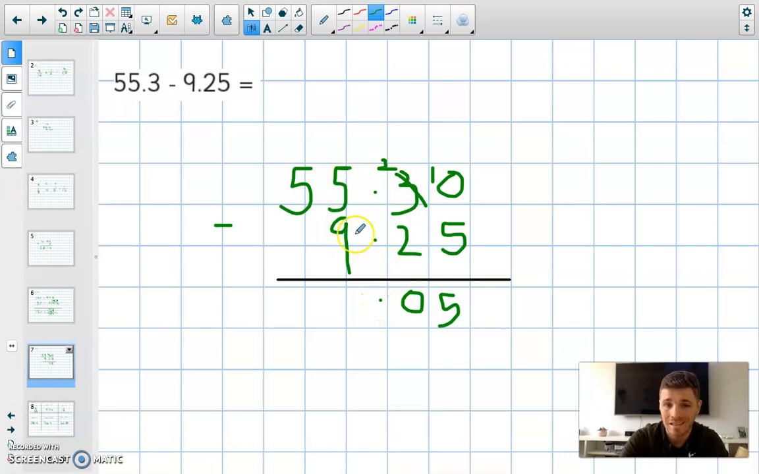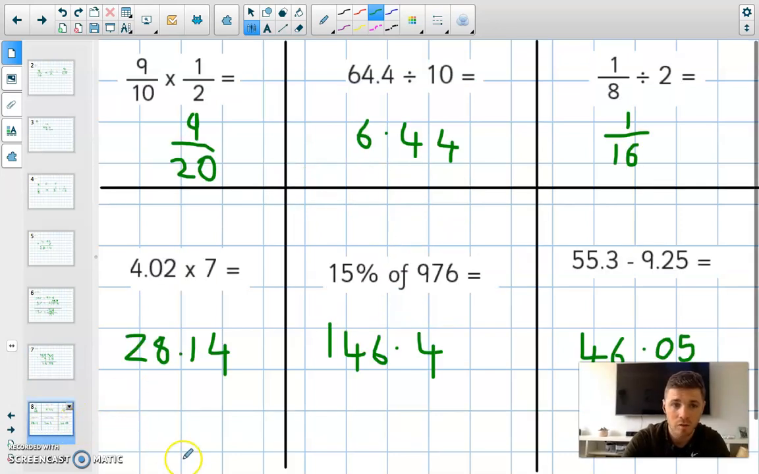5 take away 9, again 9 is larger than the 5, so we need to go and exchange, borrow from the next door neighbour. So 15 take away 9 is 6, and then 4 take away nothing is 4, so your answer would be 46.05. Here are the answers quickly.